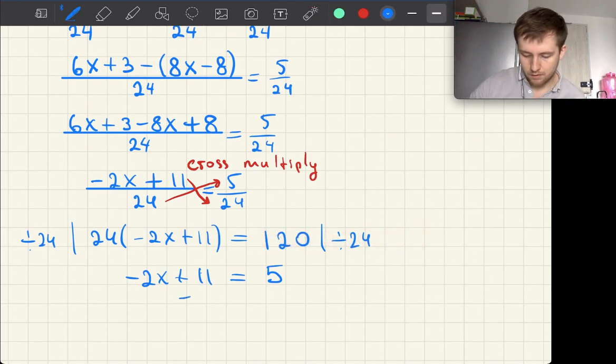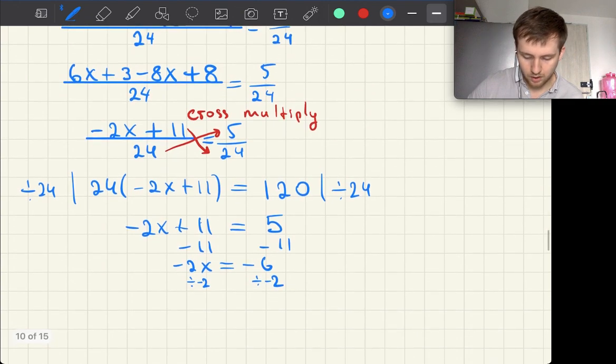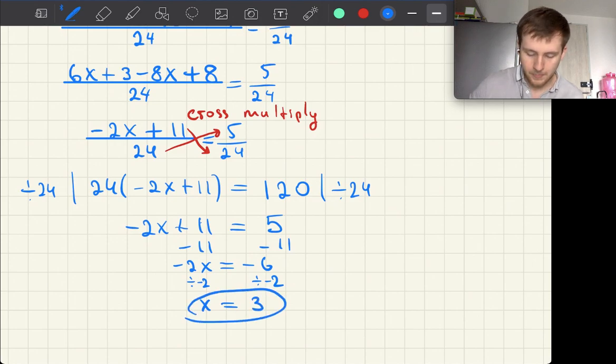Now the rest is quite simple. We just subtract 11 from both sides. We get minus 2x equals minus 6. Now we divide both sides by minus 2, and we get x equals 3. And that's basically it for linear equations. This last one is probably as hard as it gets, I would say.